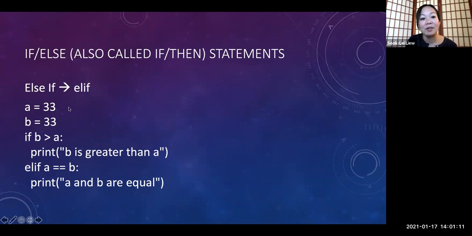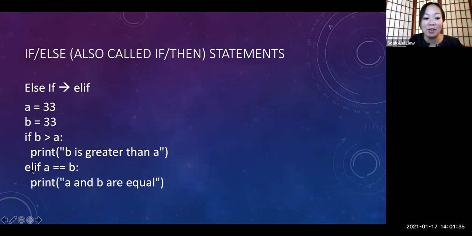There's also something called an else if. So this adds a second condition, right? If A is 33 and B is 33, and we say if B is greater than A, print B is greater than A, in this case this would not print because this is not true. So if you have this statement, nothing happens because we only gave it this first part of the command.